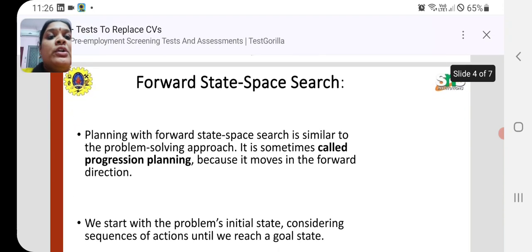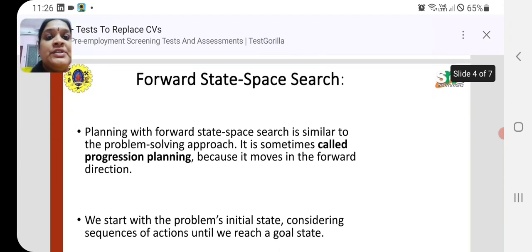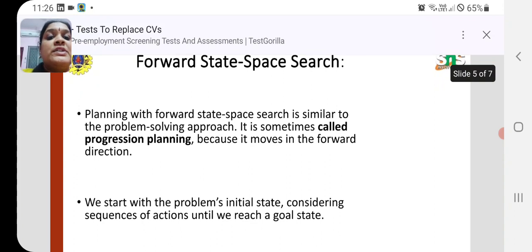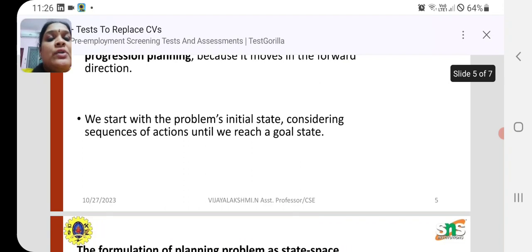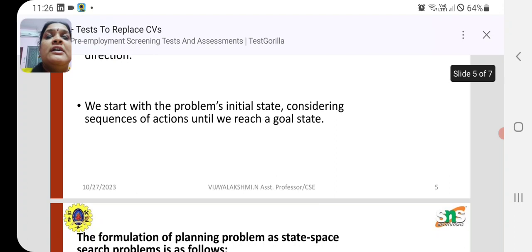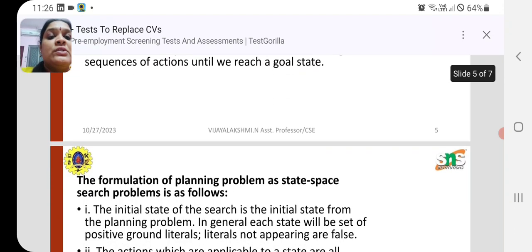So first we move on to forward state space search. The definition goes like this. Planning with forward state space search is similar to the general or traditional problem solving approach, which is also called progression planning. As I said before, it will start with the problem's initial state, a continuous sequence of actions will be performed, and it will finally reach the goal state.